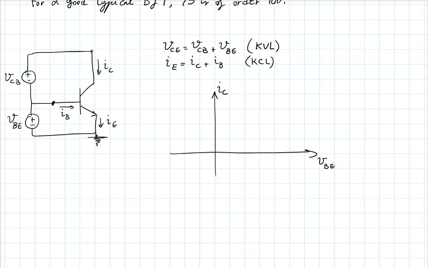So IC as a function of VBE is approximately some saturation current. Let's call this saturation for collector, exponential of VBE over VT.